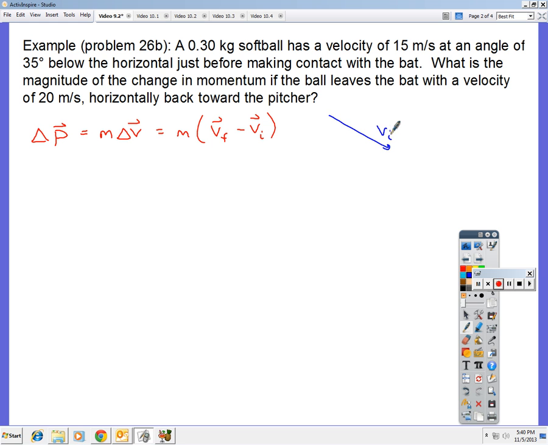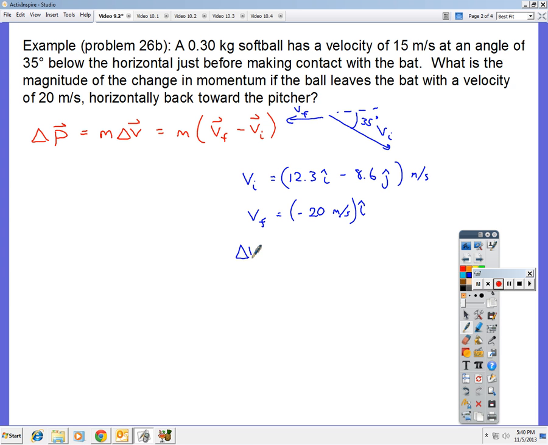So vi points like that, 35 degrees below the horizontal. And that means that if you work out the trigonometry, vi is 12.3 i hat minus 8.6 j hat meters per second. vf is a little bit easier. It's just negative 20 meters per second i hat. That's because vi points that way, and vf is back toward the pitcher, so sort of opposite the direction of vi.